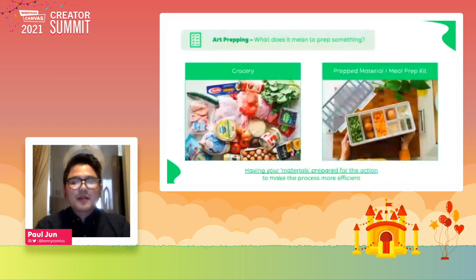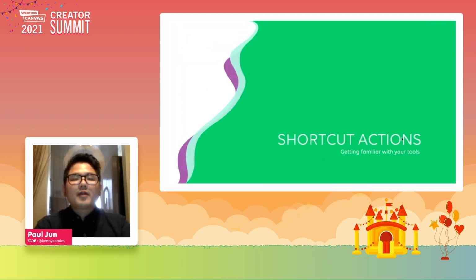But what would happen is that overall, if you are in the process of creating multiple panels and multiple sequences, and maybe 20, 30, even 40, then sometimes having your materials prepared for the action really helps to make the process more efficient. So that's something that I would suggest to a lot of the creators or artists that I talk to. And then here's where I'll be quickly going over the shortcut actions.